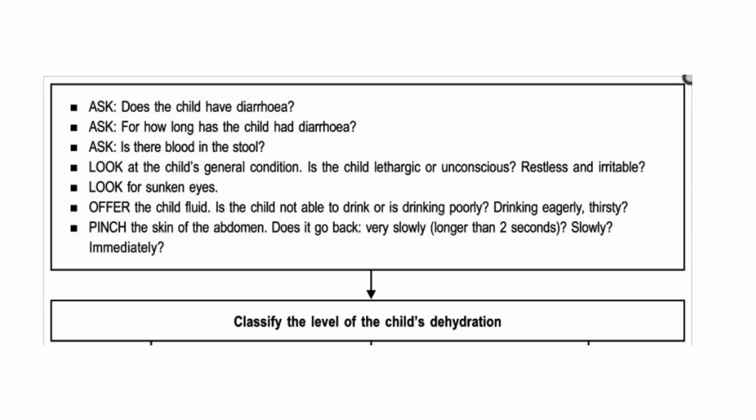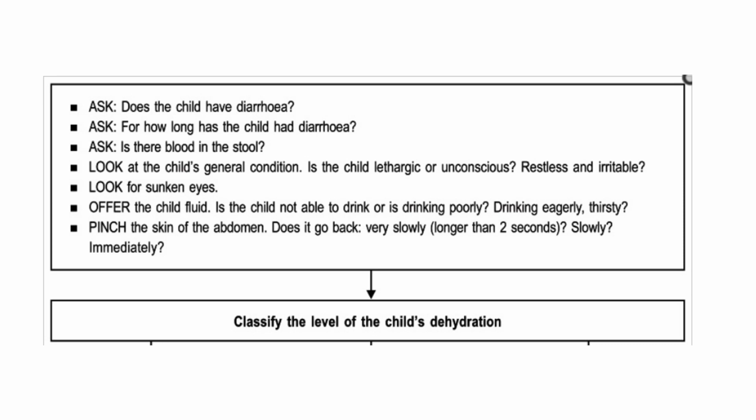So what do we ask? Let's recap. Does the child have diarrhea? How long has been the diarrhea? Is there blood in the stool? Once we have asked this, we look. What do we look at? We look at the child's general condition: lethargic, unconscious, restless, irritable, sunken eyes.